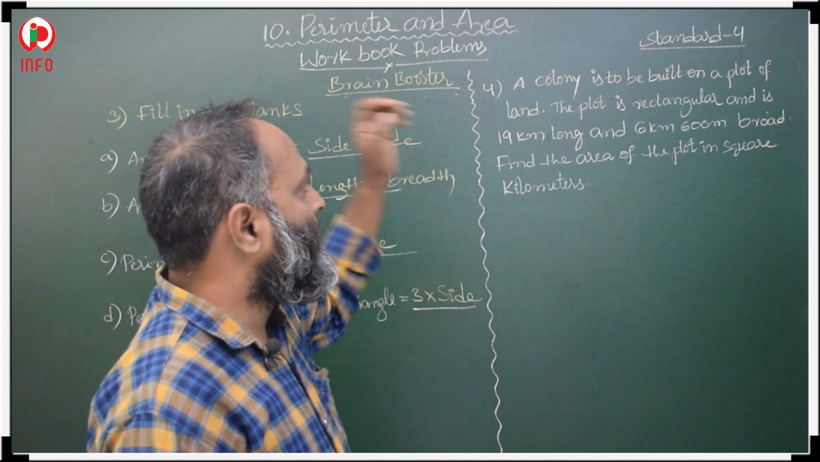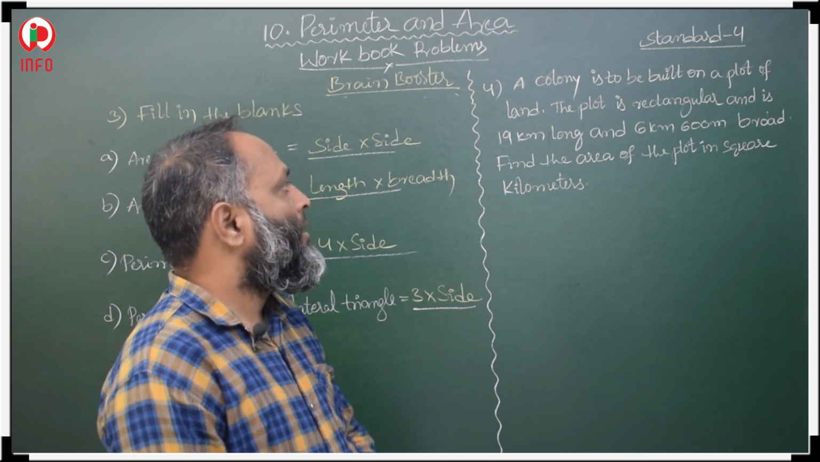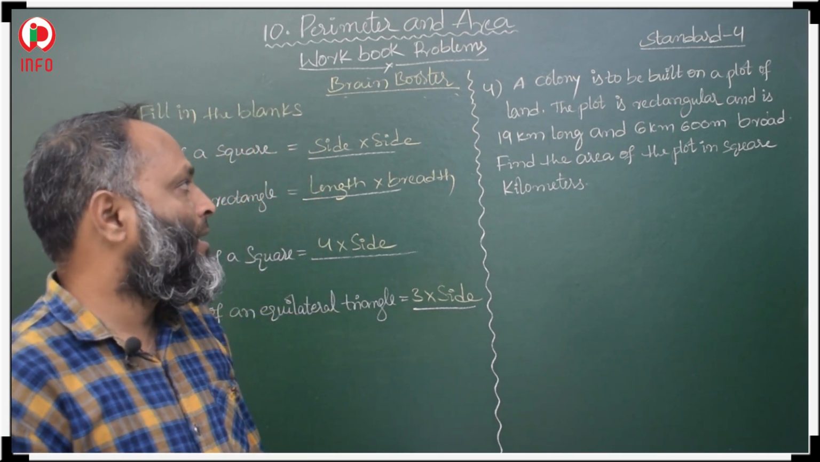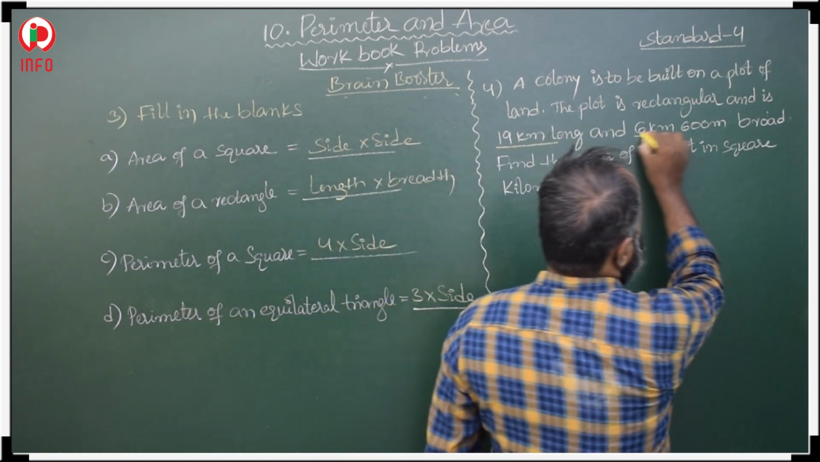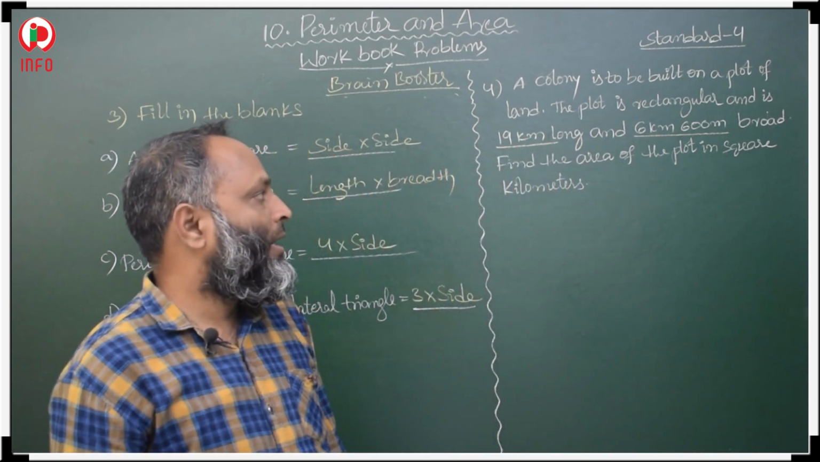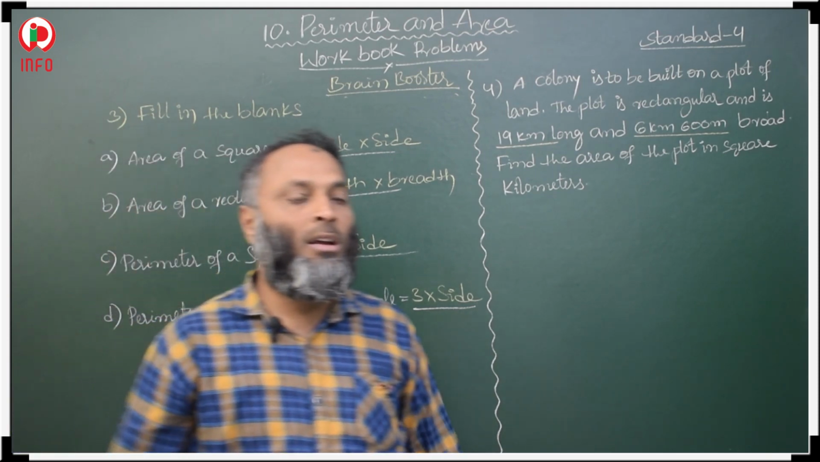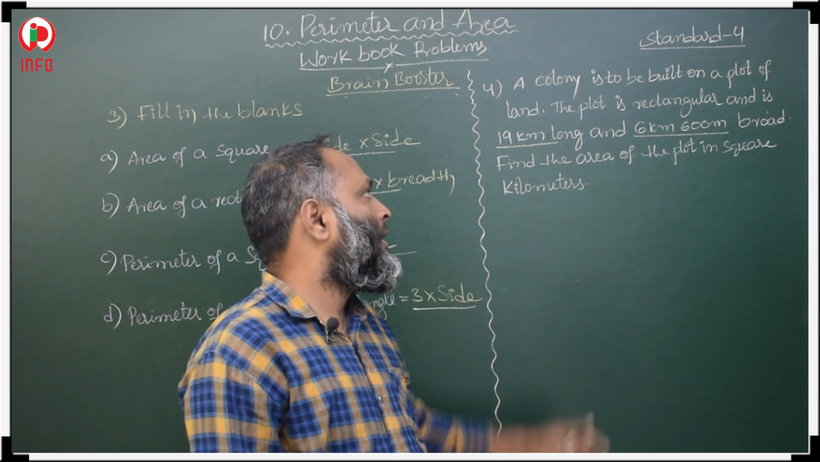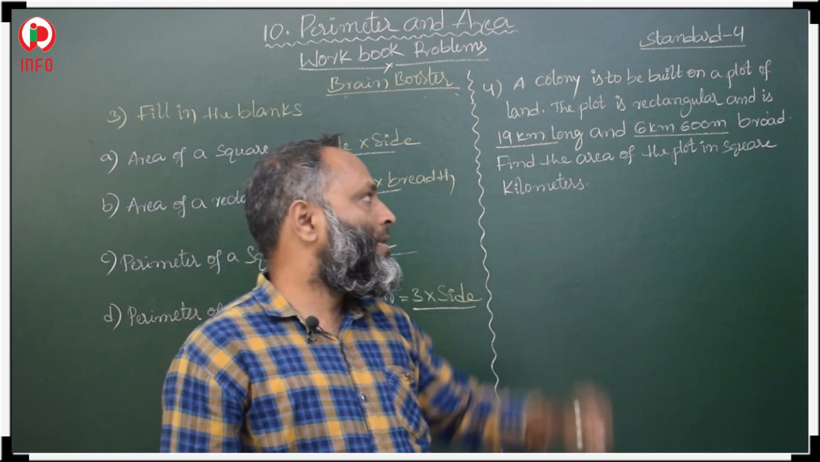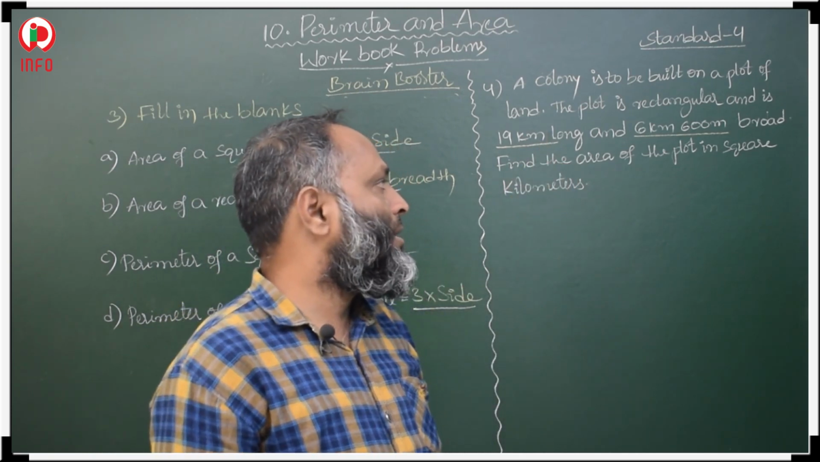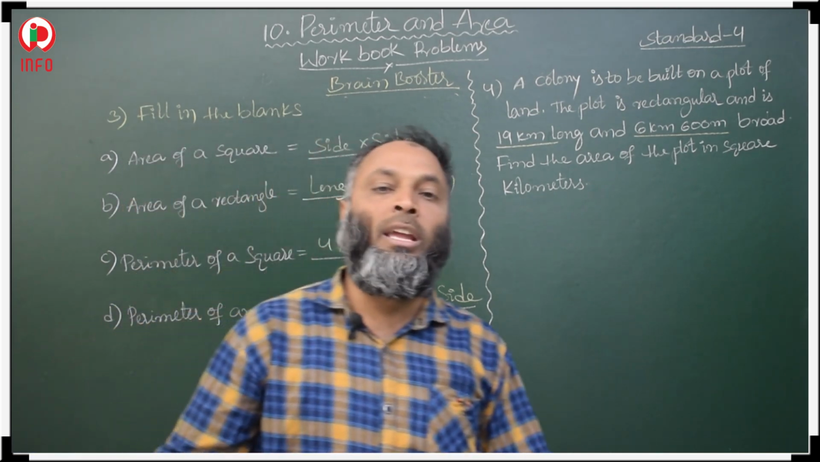Now the next, the fourth: a colony is to be built on a plot of land. The plot is rectangular and is 19 kilometers long and 6 kilometers 600 meters broad. Find the area of the plot in square kilometers. The total plot area is given, and in that plot one colony is there. So the plot length is 19 kilometers and the breadth is 6 kilometers and 600 meters. Then we should find the area of that plot, which means indirectly the colony area.